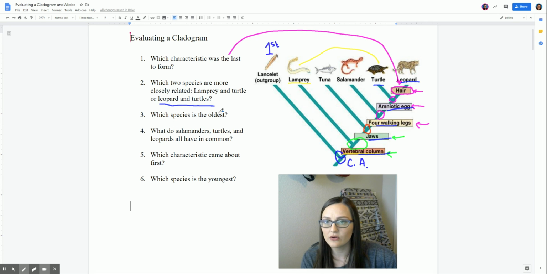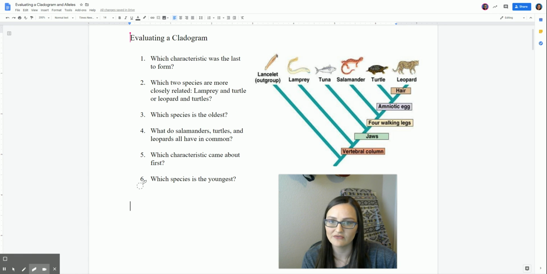Which species is the oldest? Ooh, the lancelet. We answered that in the first part of our lecture. The lancelet is the oldest. What do salamanders, so let's find those. Salamanders and turtles and leopards all have in common. So we just go back down the list. Let me erase our screen for us. Okay, so salamanders, turtles, and leopards, they all have 4 walking legs. They all have jaws, and they all have a vertebral column.